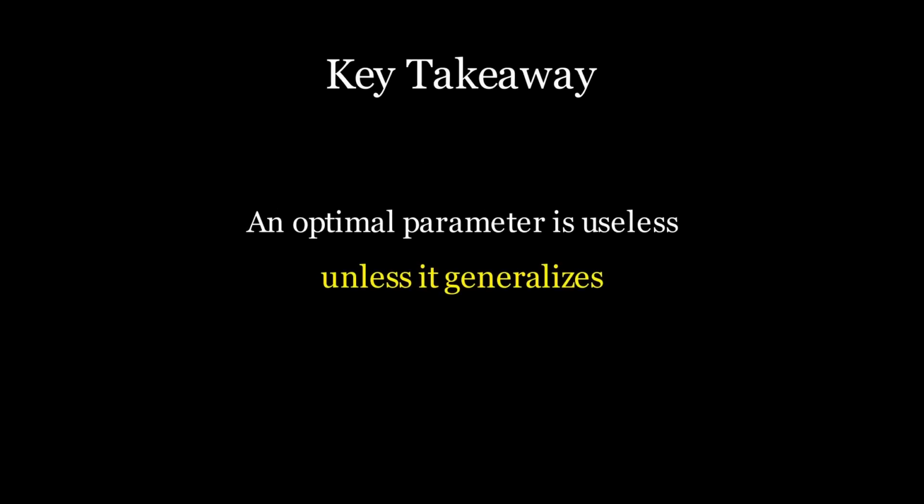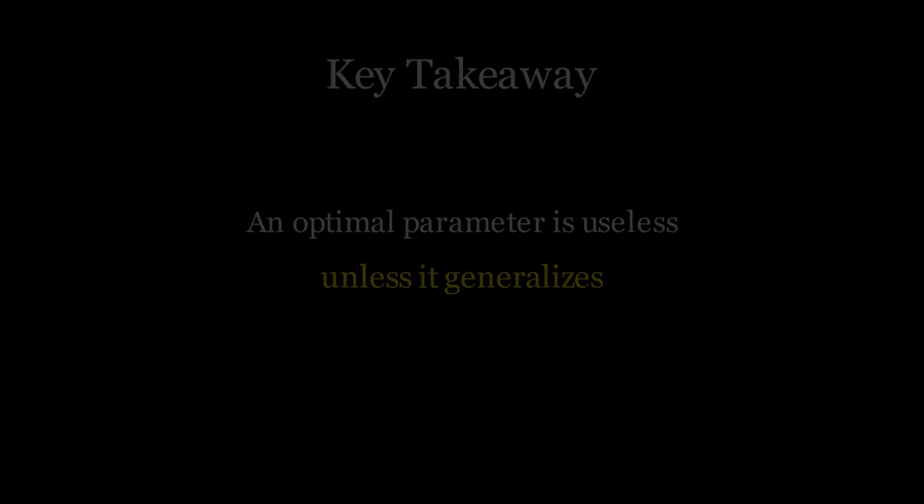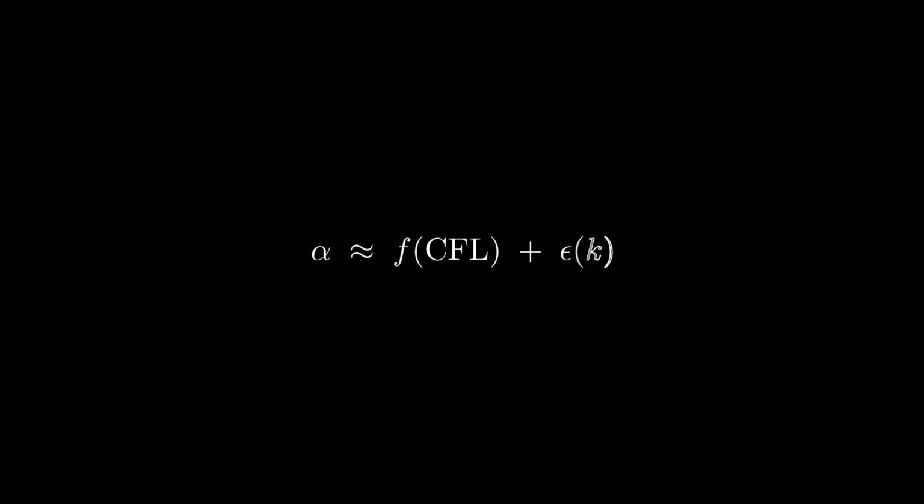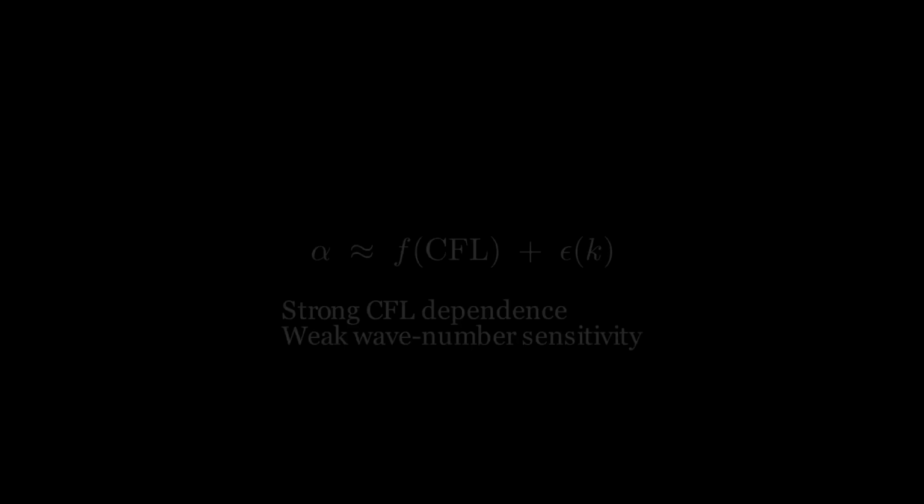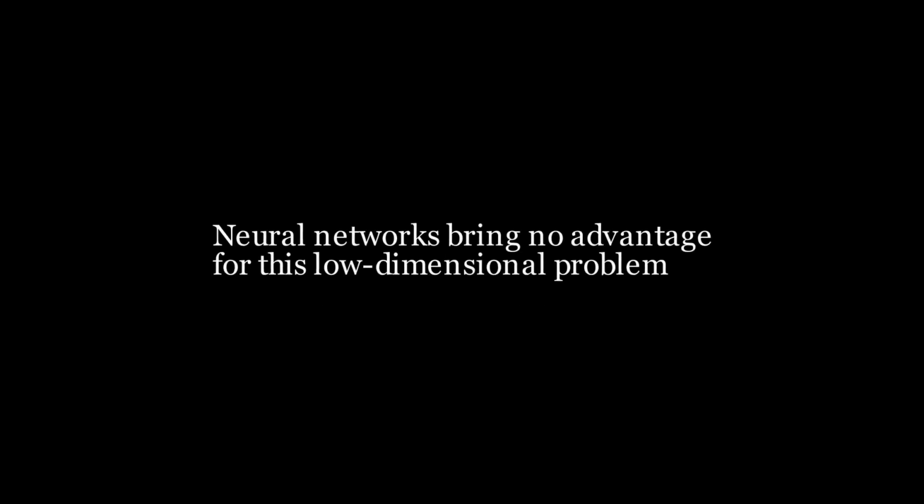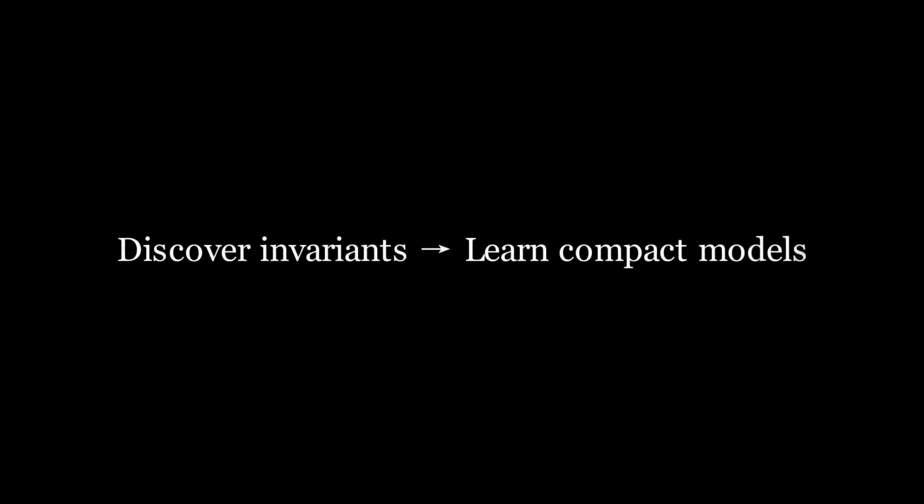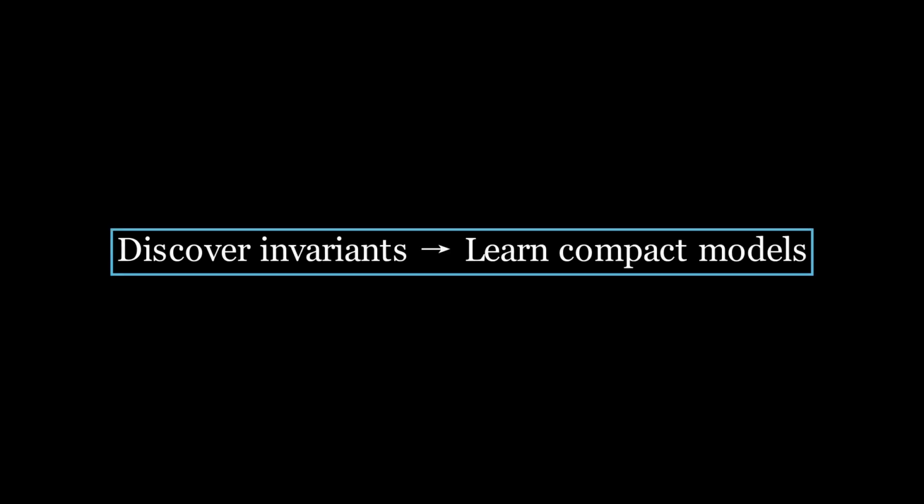So here's the takeaway. An optimal parameter that works for one simulation is meaningless unless it generalizes. In our case, alpha depends primarily on the CFL number, with only a weak dependence on the wave number of the solution. Because this relationship is low-dimensional, using a neural network here does not provide any real advantage. By discovering the right invariance and learning a compact empirical model, we achieve stability without tuning for every new case. That's the real power of data-driven numerical modeling.